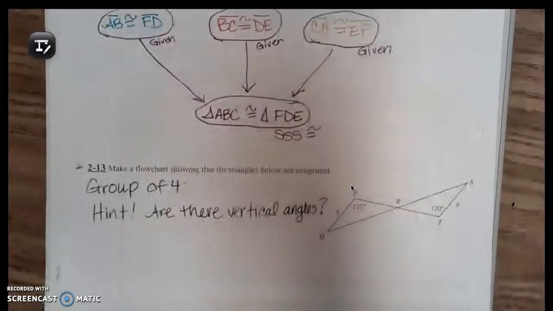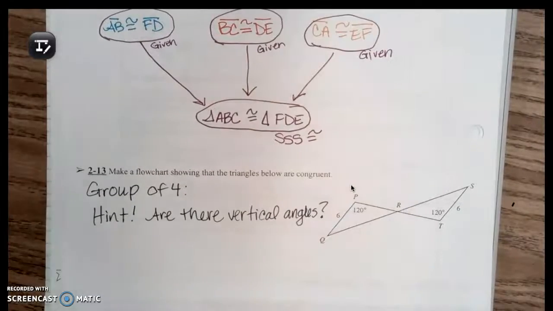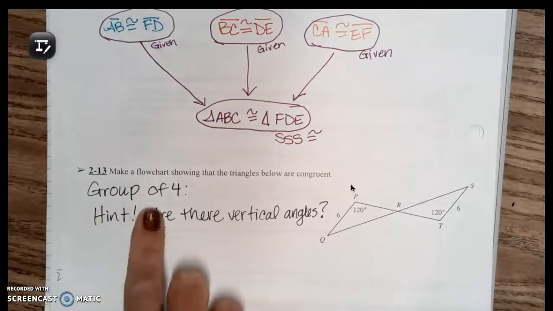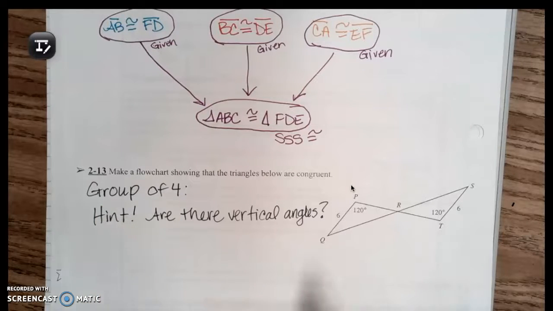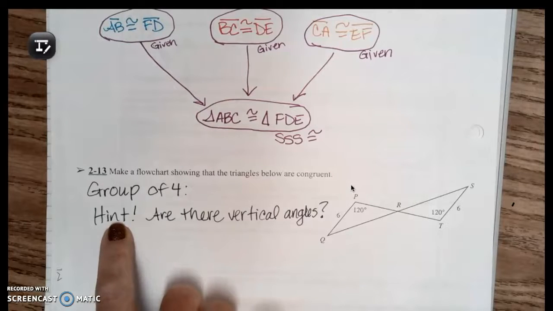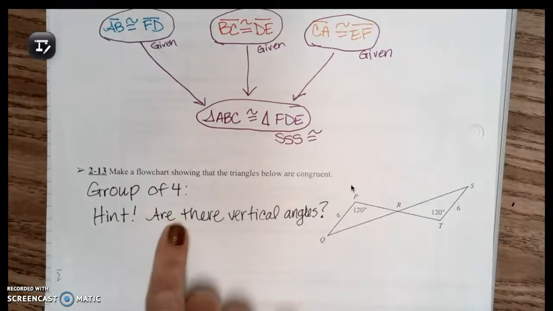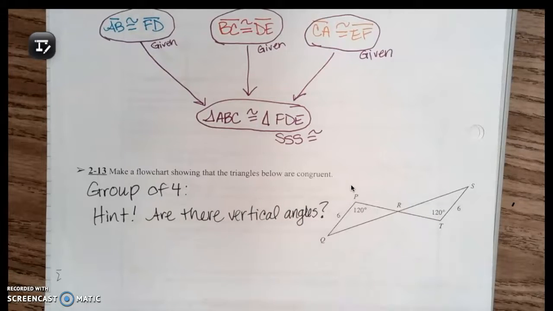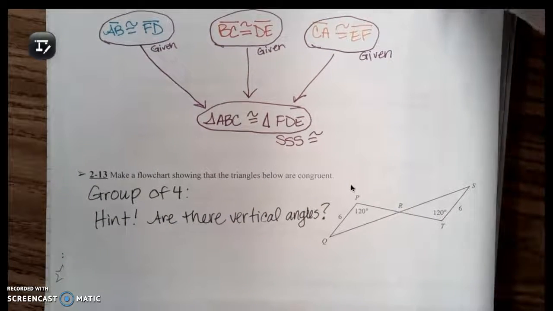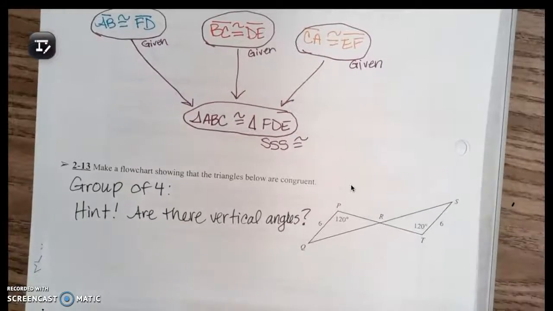For question 13, it says, make a flow chart showing that the triangles below are congruent. When we're done going over the rest of the questions, you're going to break up into groups of 4, and you're going to use highlighters if you've got them, mark the things that are congruent, and see if you can make the two triangles congruent. There is a hint, and you might want to write this down. The hint is, are there vertical angles? We'll come back to that in a minute after we do the questions on the next page.